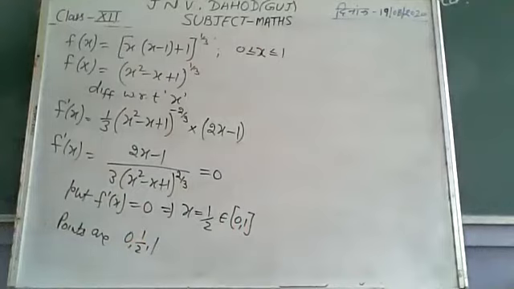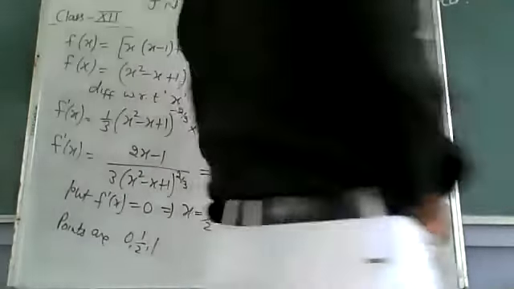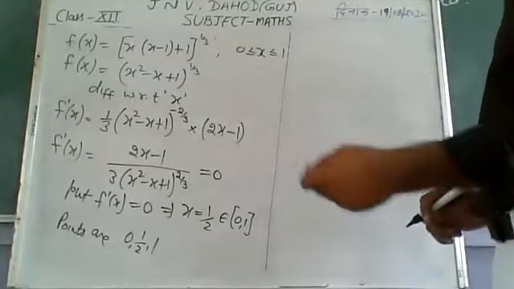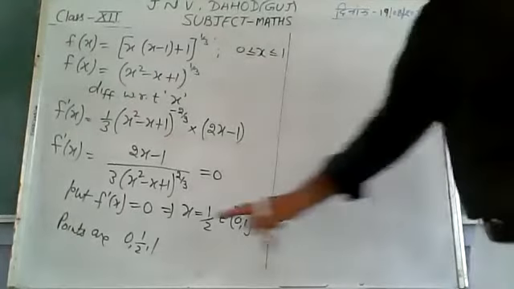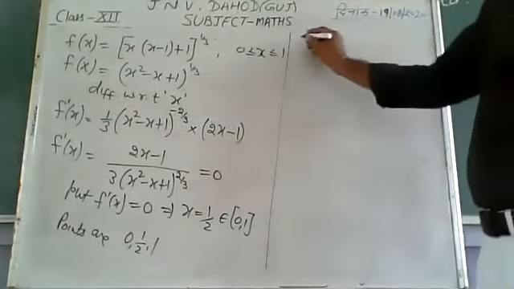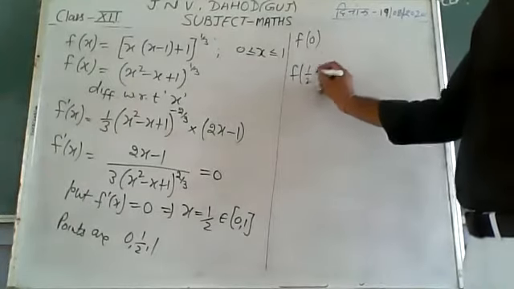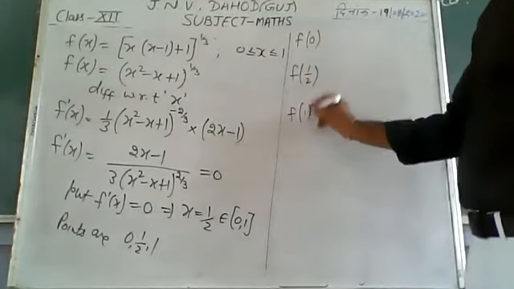So इन तीनों पॉइंट्स के ऊपर हम फंक्शन की वैल्यू फाइंड कर लेते हैं और चेक कर लेते हैं कहां पे इसकी वैल्यू मैक्सिमम और कहां पे मिनिमम, क्योंकि मैक्सिमम और मिनिमम हमेशा टर्निंग पॉइंट पे ही होती है और टर्निंग पॉइंट हमारे पास है. So find the value of the function at 0, find the value of the function at half, and find the value of function at 1.